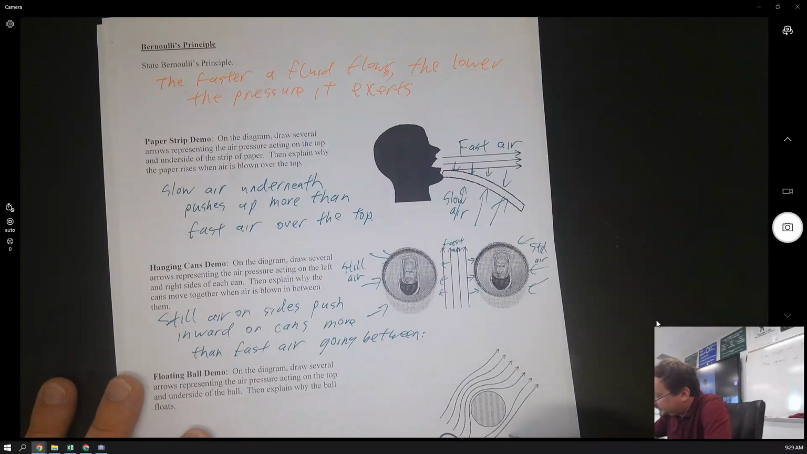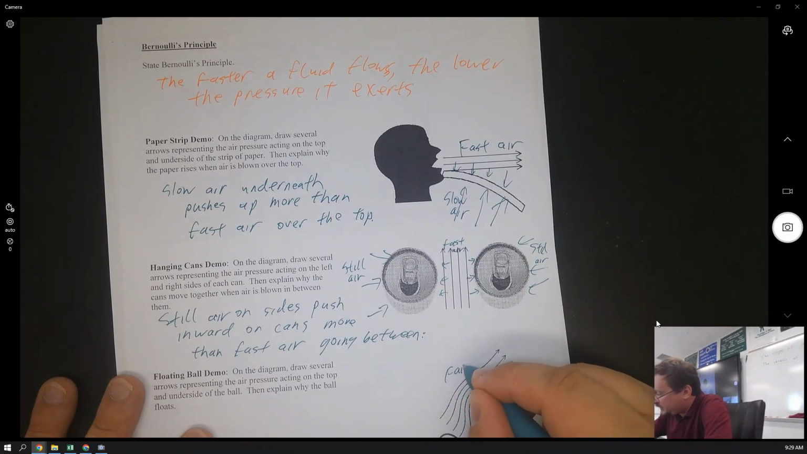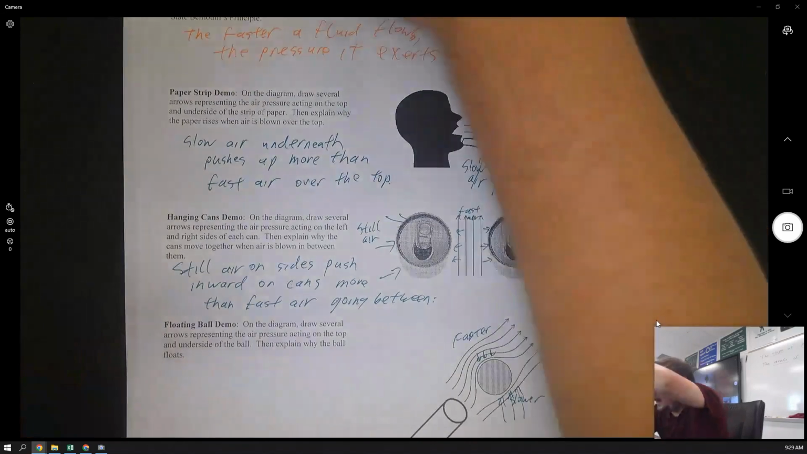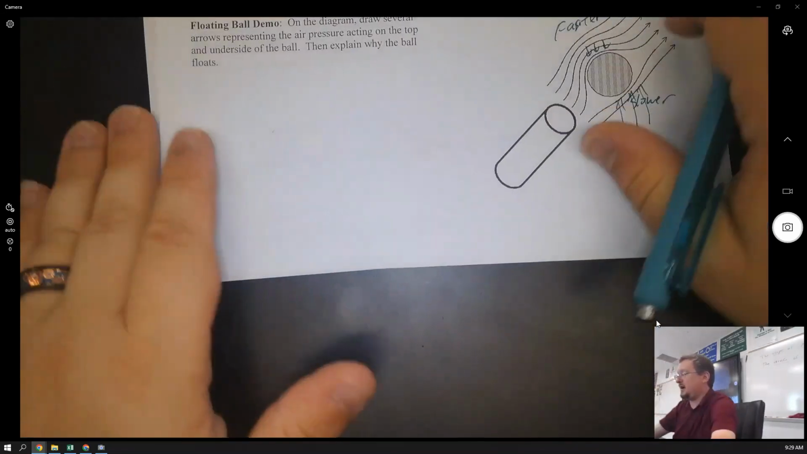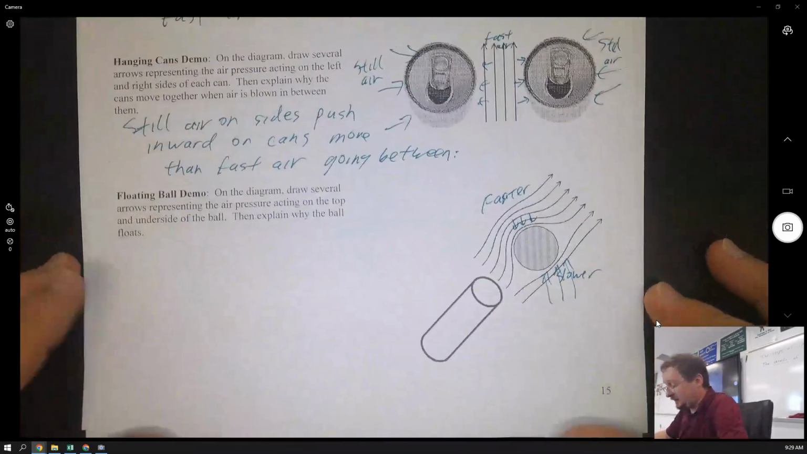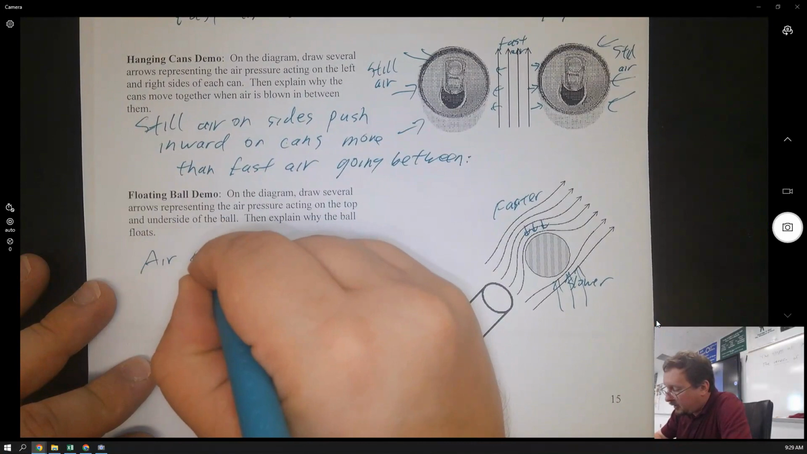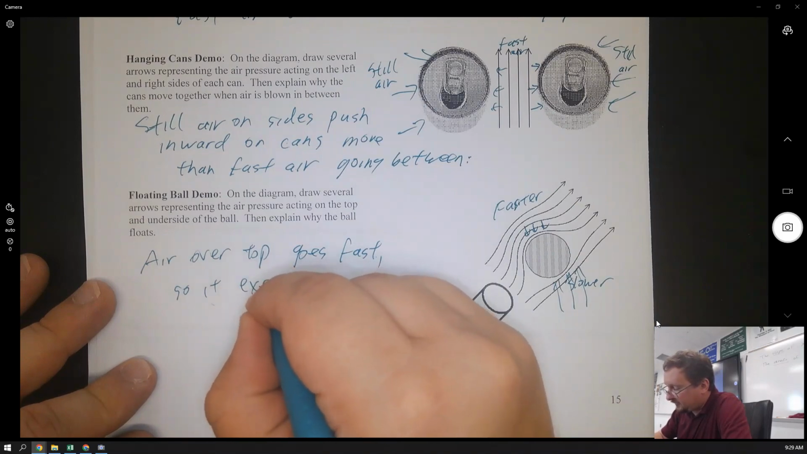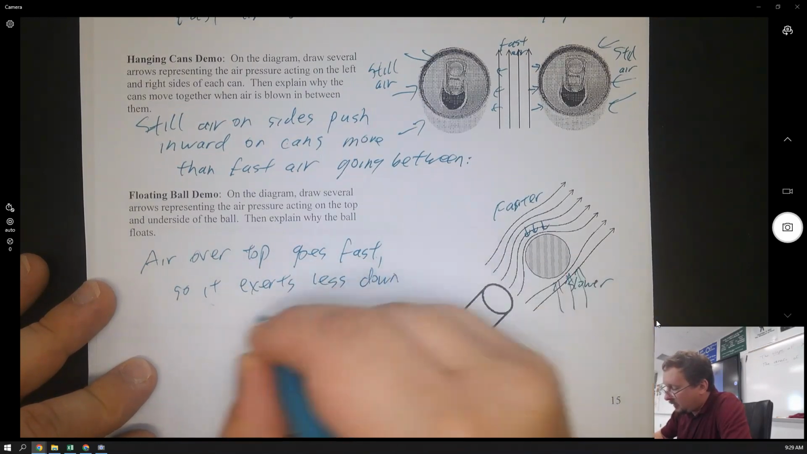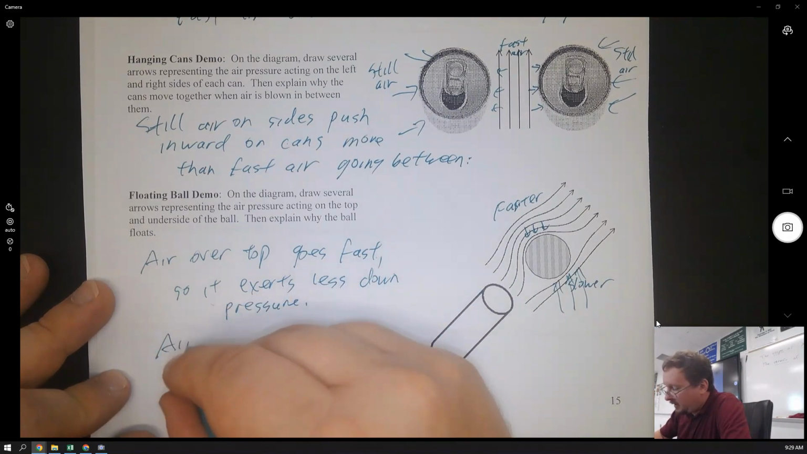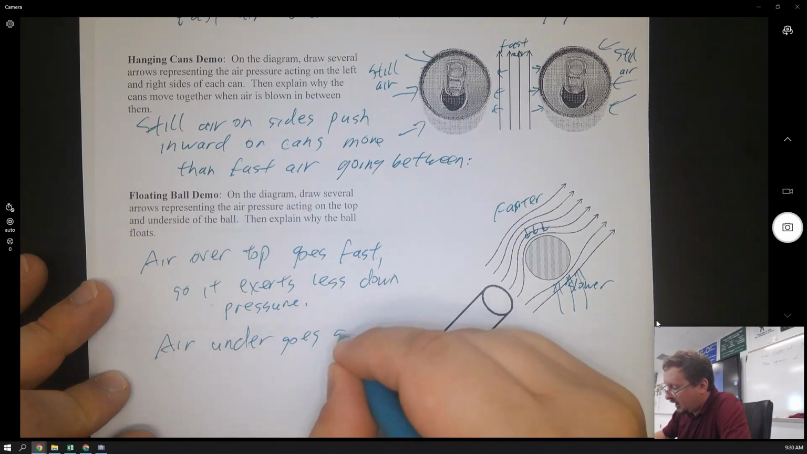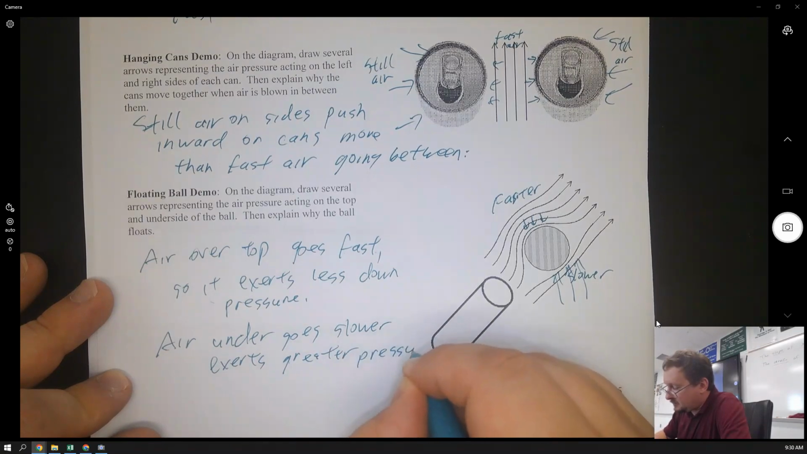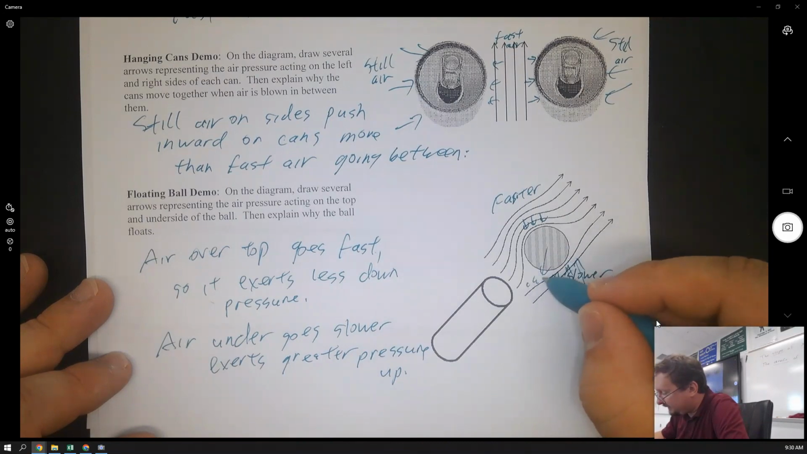So the idea is that this air is going slower, this air is going faster. So the faster air over the top exerts lower pressure. The slower air under the bottom exerts higher pressure. Okay, excuse me while I adjust my camera, trying to not give you a headache with my tiltiness here. So the air over the top goes fast, so it exerts less downward pressure. And then the air under goes slower, so it exerts greater pressure up. And that balances the gravity force that would bring the ball down.